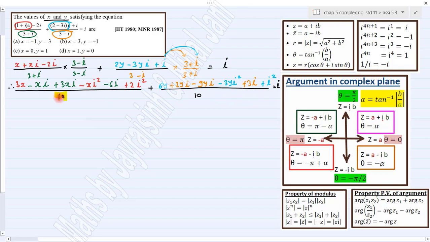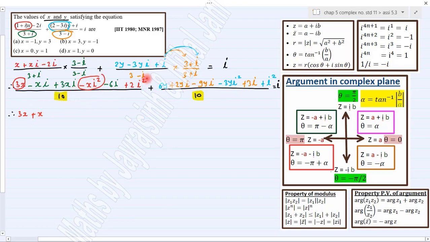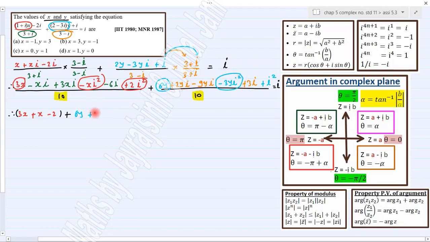So we have the same denominator. We can add our numerators. So let's collect all the real terms. Your first real term is 3x. Then minus xi square will become plus x. And this 2i square will become minus 2. Similarly, the real parts of the second term are 6y. Then minus 3yi square will become plus 3y. And your i square is minus 1.